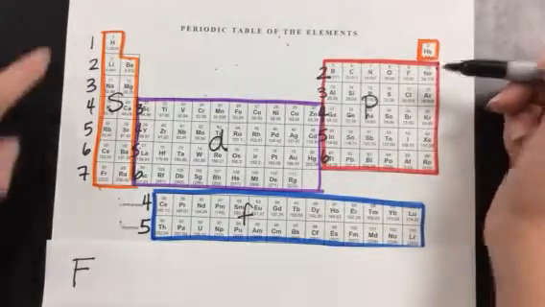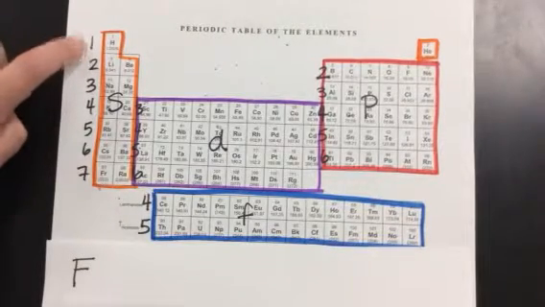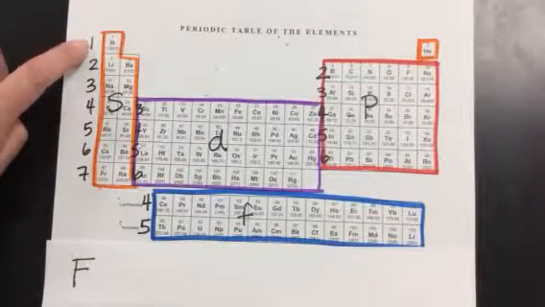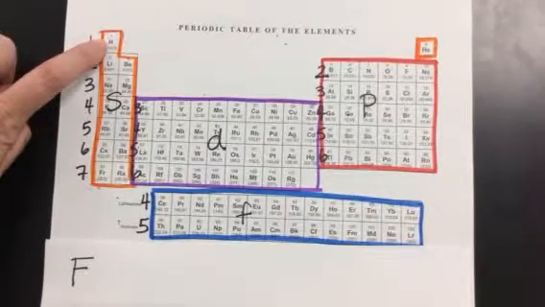So what we're going to do is we always start at the top of your periodic table, and anytime you see an energy level, you're going to write down that number and then tell what block it lives in.